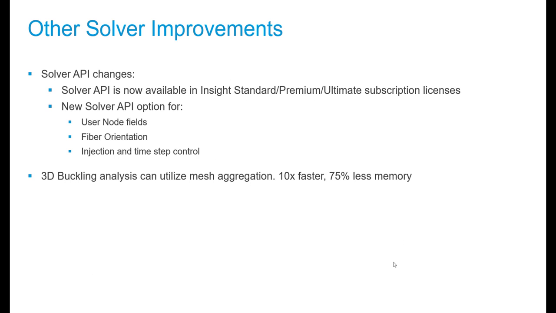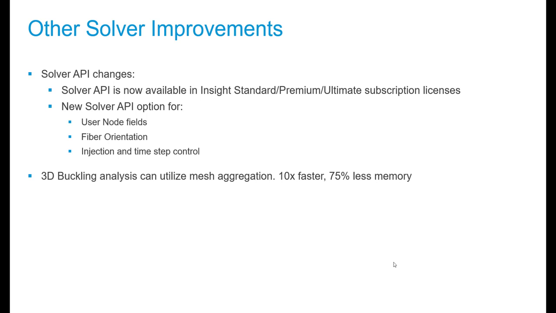So on the solver API side, it's now available on Insight Standard, Premium, and Ultimate subscription levels. In the past it was only available on the Insight Ultimate subscriptions, but now it's available for all levels. And then we have new solver API functions for getting access to field data that you can build on top of, as well as some new fiber orientation components, if you will.